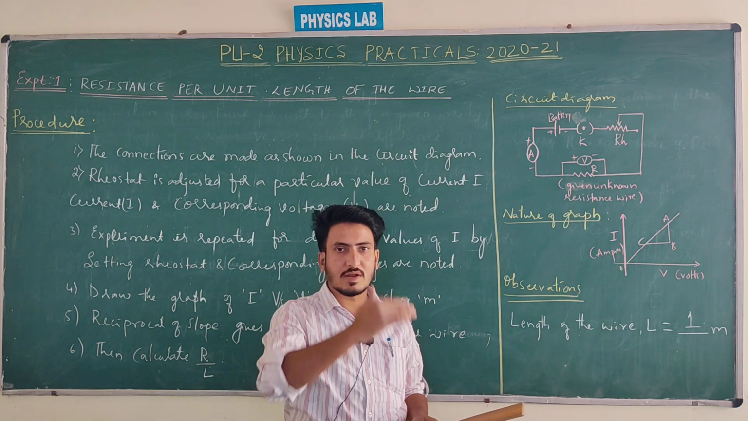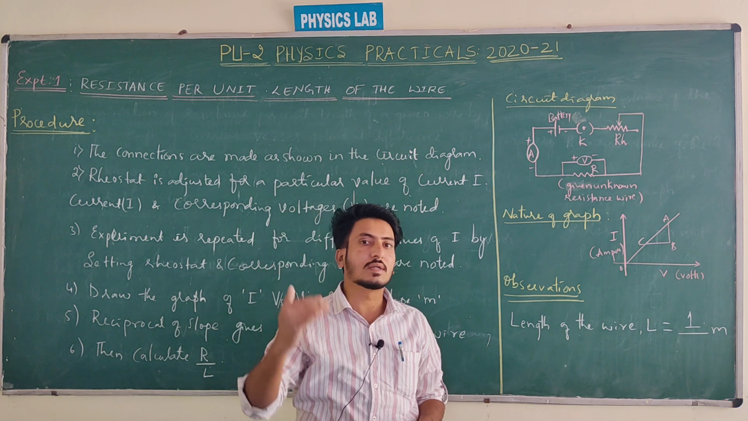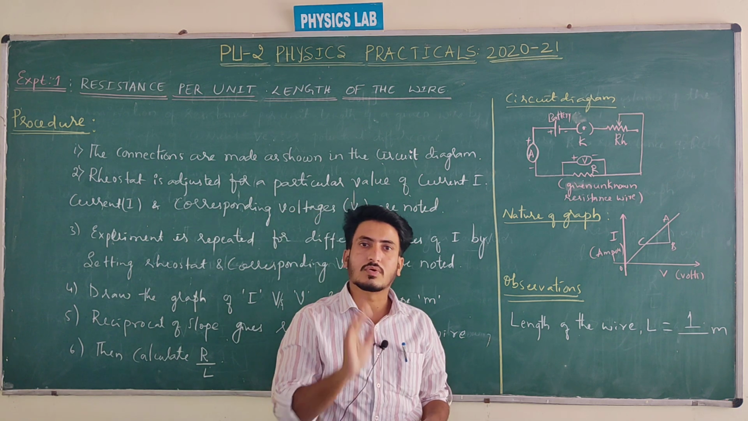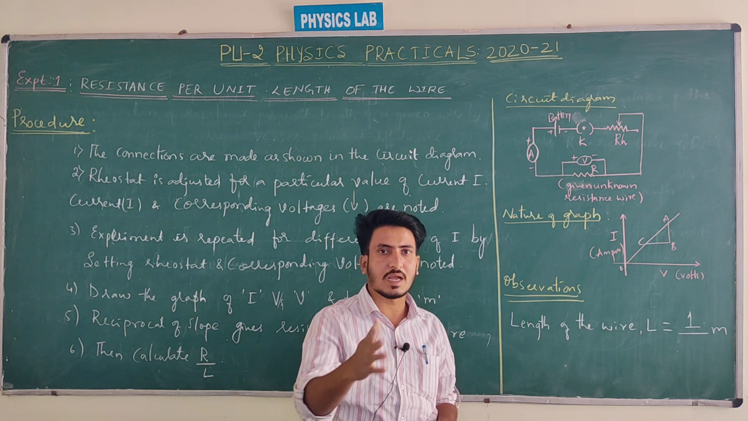Once you get some 5 readings of current, the corresponding voltage values will also come, and you need to draw the graph. So it's a very simple experiment. I will show you with the demo.